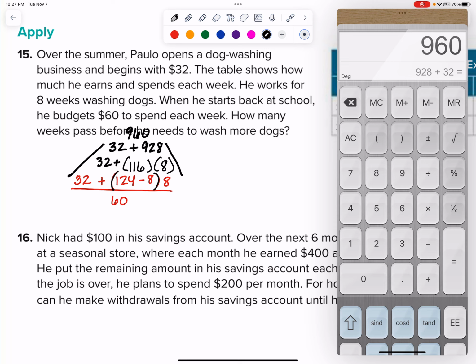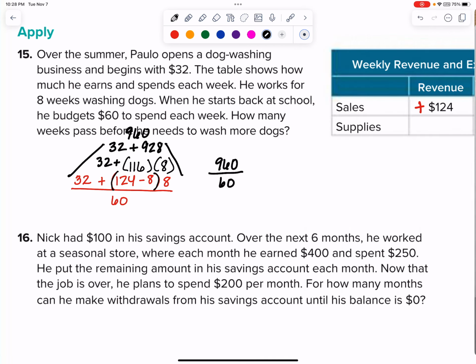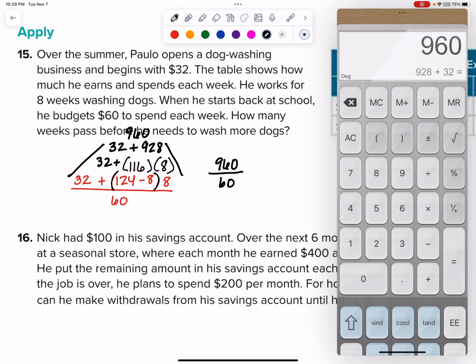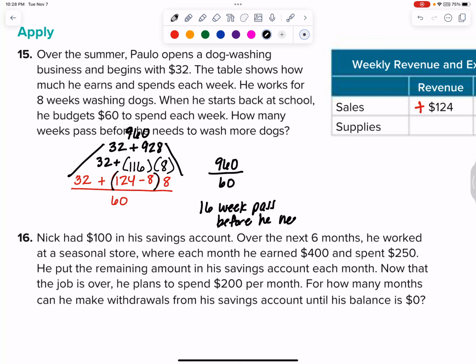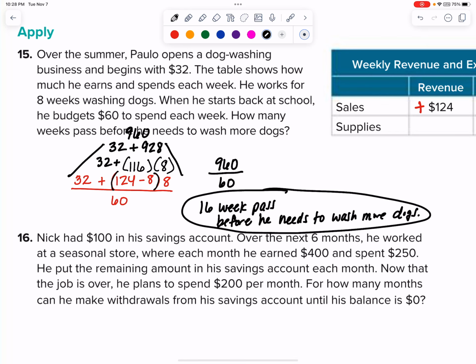Okay, so let's go ahead and reorganize this a little bit. So we have 960, and we're going to divide that by $60 to see how long that money can last him. So let's go ahead and see. All right, so it'll last him 16 weeks. So how many weeks passed? 16 weeks pass before he needs to wash more dogs. Go ahead and circle your answer, and there you go.